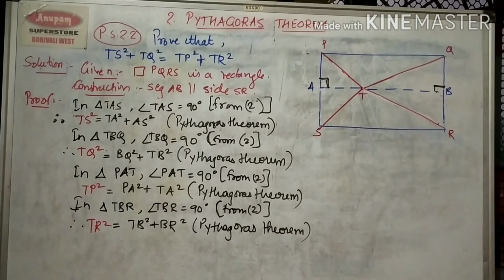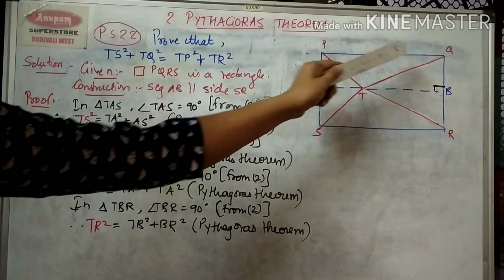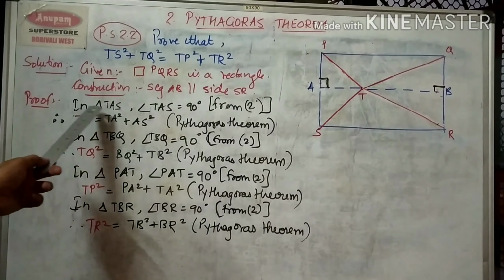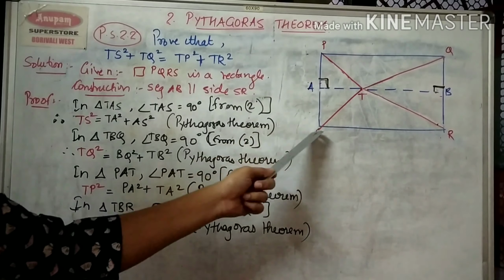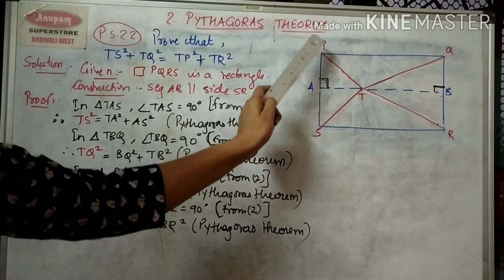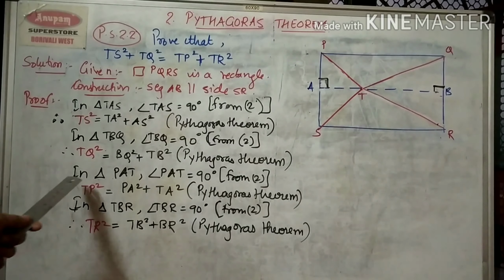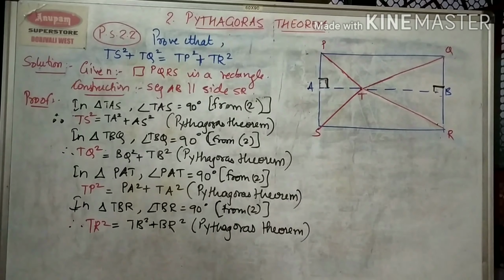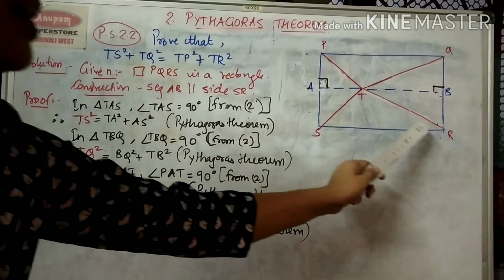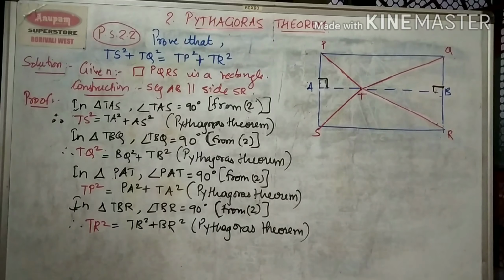Now I have applied Pythagoras theorem to all these four triangles to get PT, ST, QT and TR, and that's what I've got. In triangle TAS, TS square is equal to TA square plus AS square. Similarly TQ square I've got. TQ square is equal to TB square plus BQ square. Then in triangle PAT, I've got PT square is equal to PA square plus AT square, and last I have got TR square. TR square is equal to TB square plus BR square. So I have applied Pythagoras theorem and this is what I get. Now, next step.